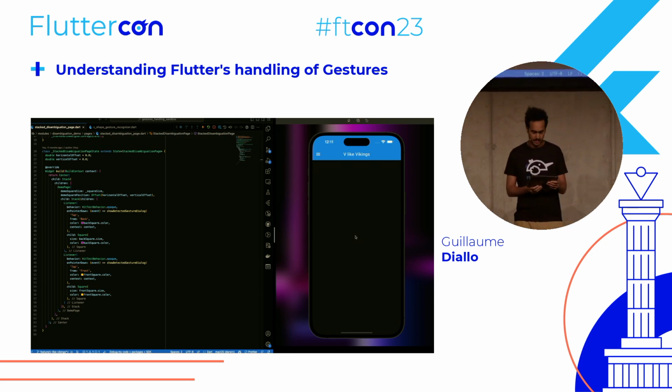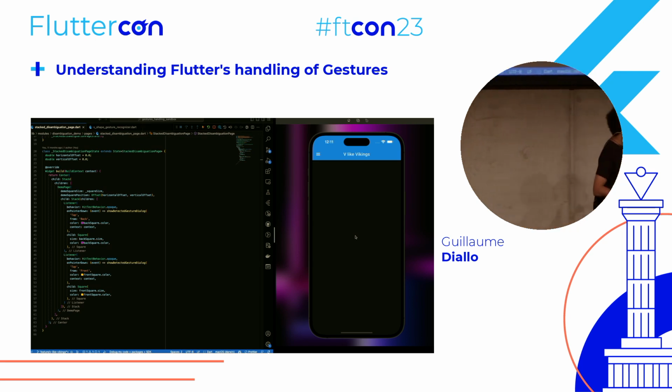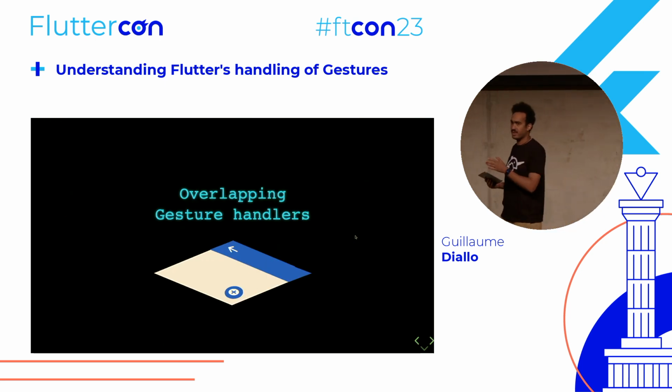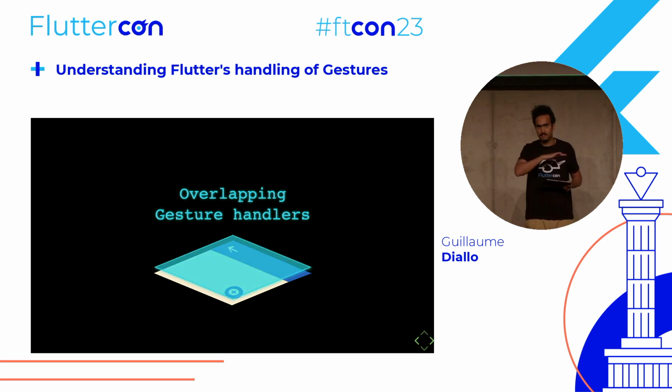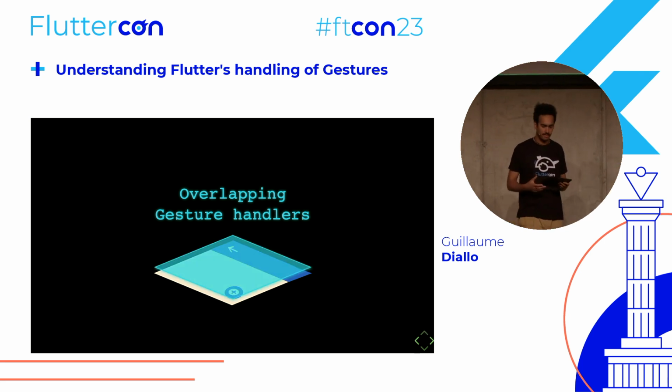Overlapping gesture handlers. Let's imagine we have a basic Flutter app. Sorry, don't see the slides. Let's imagine we have a basic Flutter app with a floating action button inside a scaffold, and we want to add some kind of layer, overlay this application that is able to detect any gestures I do on the screen without interfering with the underlying app.